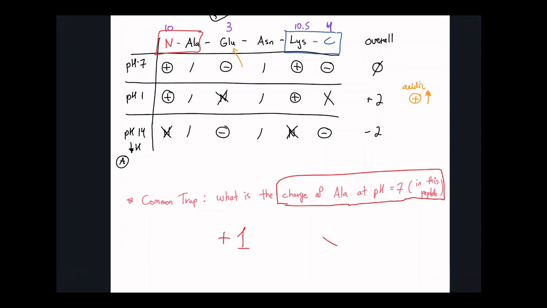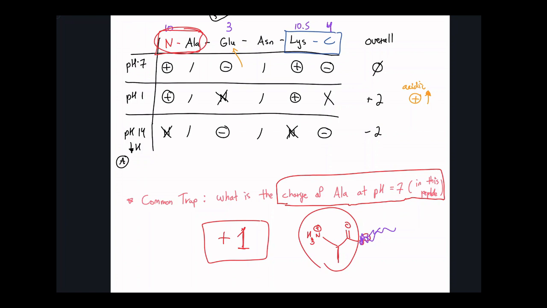Because free alanine would be neutral. Free alanine has both the positive N and the negative O. So it would be neutral. But in this case, the alanine only has its N-terminus. The C-terminus continues on and produces the rest of this protein. So if we ask what is the charge of just the alanine, the answer is +1. Be careful when questions are worded this way, right? It's one thing to ask about the charge of alanine by itself, and it's another to ask what is the charge of this alanine in this sequence.